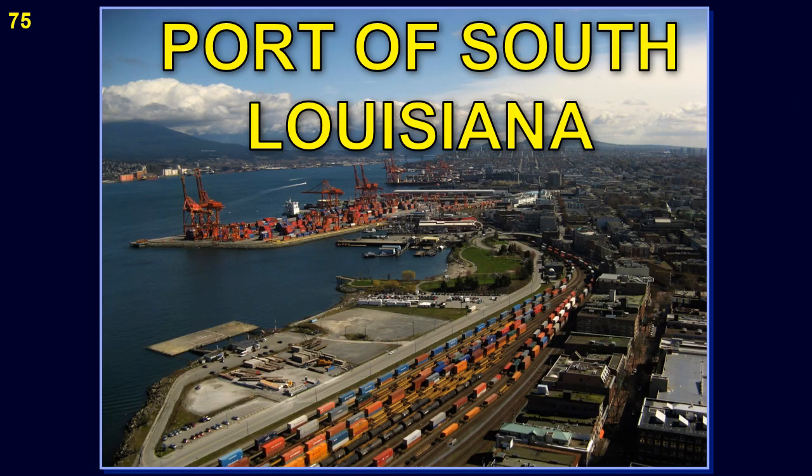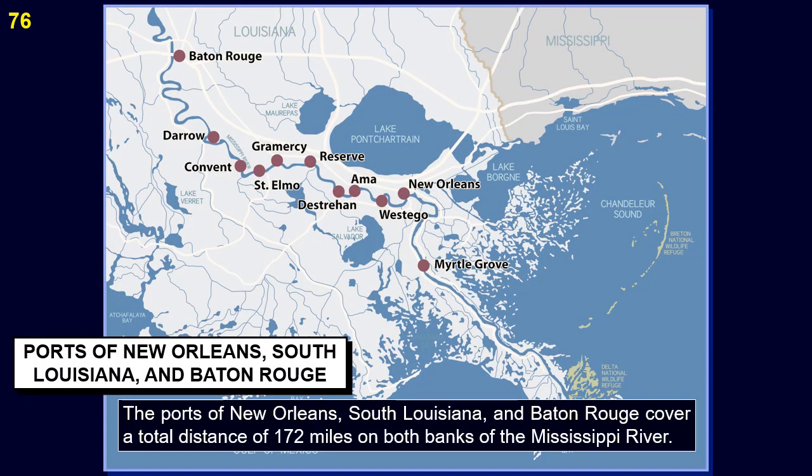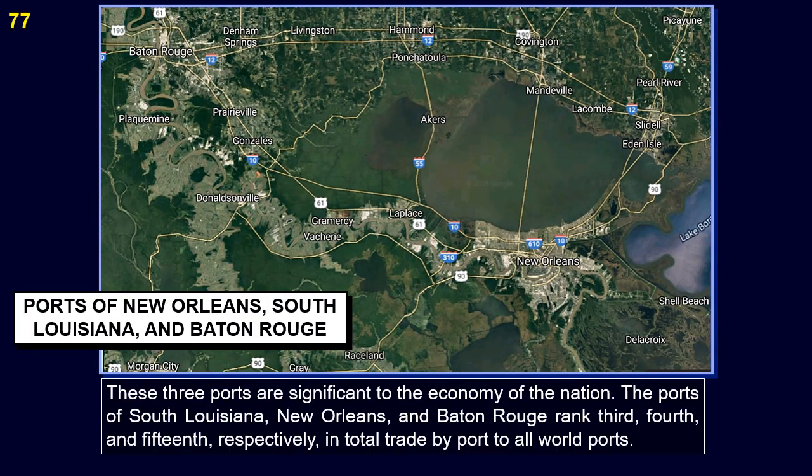This tow of 72 barges pushed upriver on the Mississippi River from Louisiana to Kentucky carried the same weight as 1,080 large hopper-type rail cars, or 4,176 large semi-trucks. The ports of New Orleans, South Louisiana, and Baton Rouge cover a total distance of 172 miles on both banks of the Mississippi River.